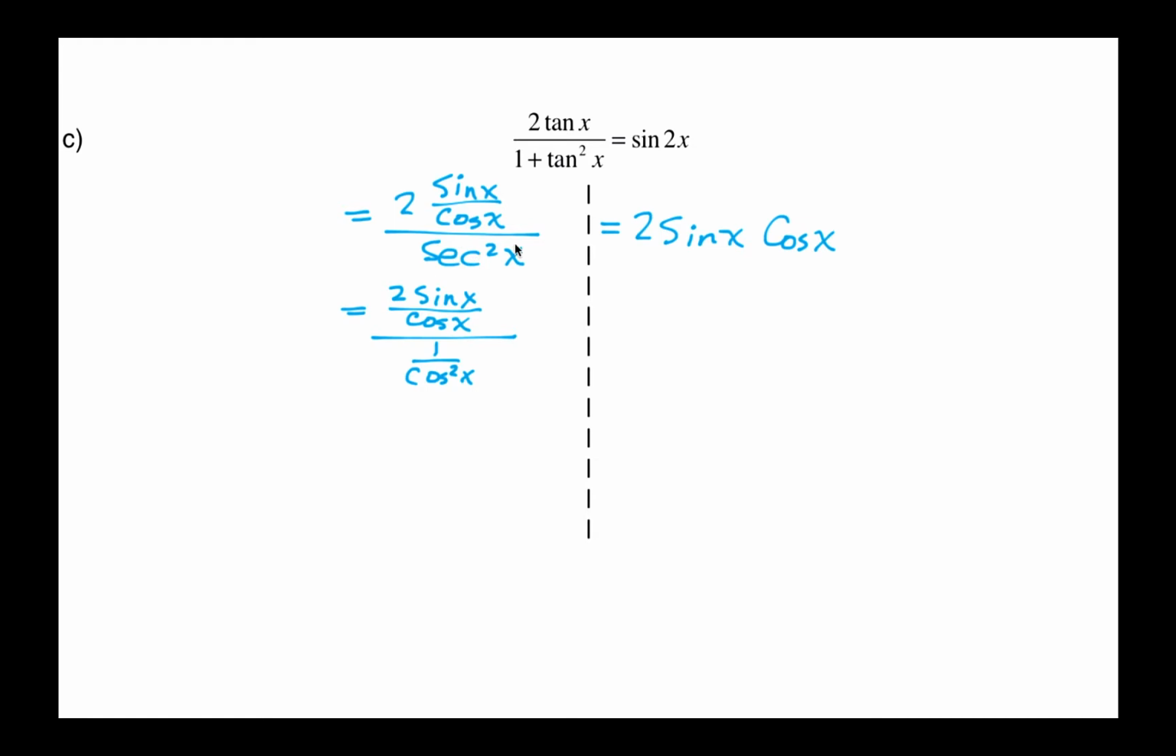But now if I replace that secant x with 1 over cosine, and I'm squaring that, now I've got an expression, the entire expression on the left-hand side of the equation that's only involving sines and cosines. And so now I can just take this, I'm going to flip and multiply, and I'm going to simplify, dividing out a common factor of cosine x, and we're left with just 2 sine x cosine x, which is a match for what we have on the right side of the equation.